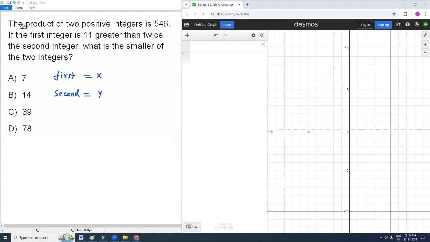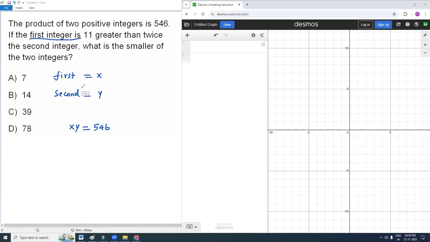Now let's use the first information, that is the product of two positive integers is 546. That is, when I multiply this x and y, that is equal to 546. Now we can use other information. The first integer is 11 greater than twice the second integer.